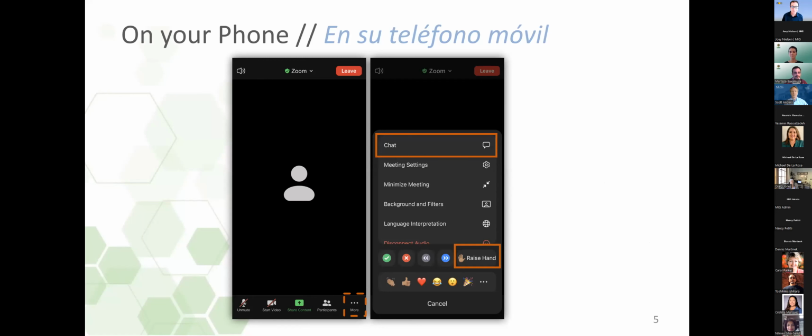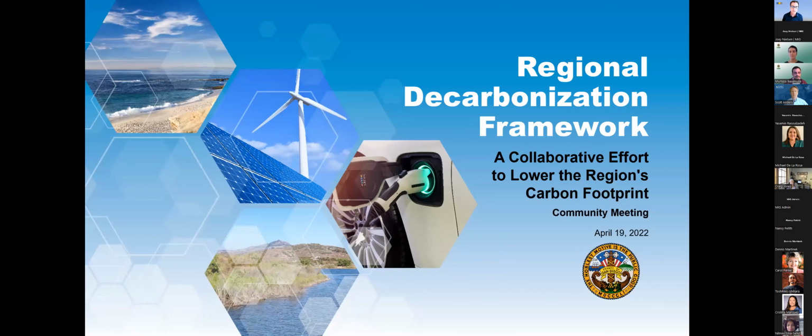So with that, let me get more formally into the presentation. Thank you again for being here tonight. We greatly appreciate this great turnout to learn more about the regional decarbonization framework that's under development by the County of San Diego in partnership with many other entities, other public agencies, and private interests contributing to this effort. It's been a great process so far. Thank you all for staying involved and engaged with us in this effort.